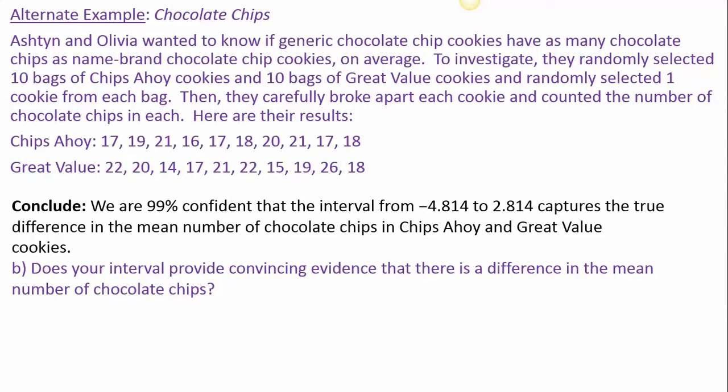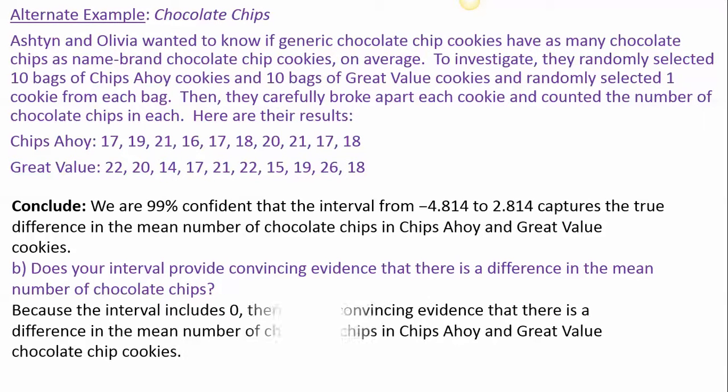So now we want to make a conclusion. We are 99% confident that the interval from negative 4.814 to 2.814 captures the true difference in the mean number of chocolate chips in Chips Ahoy and Great Value cookies. Does your interval provide convincing evidence that there is a difference in the mean number of chocolate chips? Because the interval includes 0, there is not convincing evidence that there is a difference in the mean number of chocolate chips in Chips Ahoy and Great Value chocolate chip cookies.